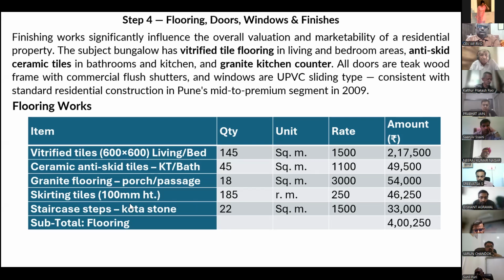Amount 54,000. Then skirting tiles, 100 millimeter height, 185 running meter, rate is 250, value is 46,500. Then on staircase steps, we are using Kota stone. So 22 square meter, rate is 1500 per square meter, value is 33,000. So subtotal of the flooring comes out to be 4,250,000.